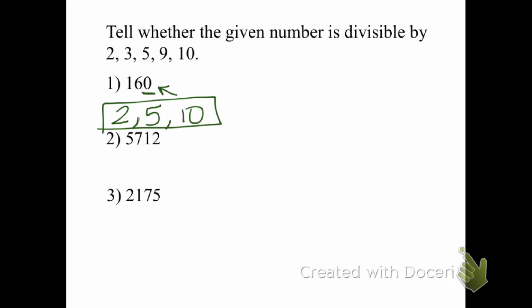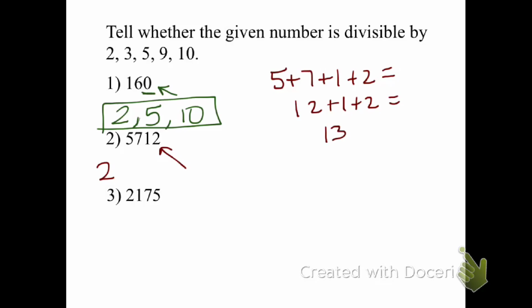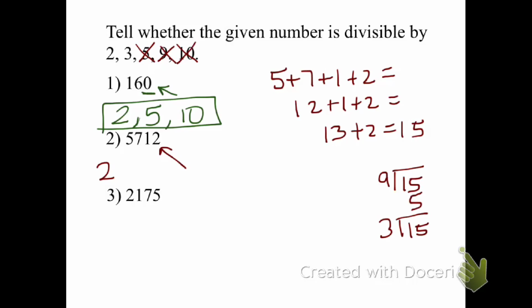So let's look at number 2. First off, my last digit is 2. This is an even number, so I know 2 has to be part of it. Let's add up my terms. 5 plus 7 plus 1 plus 2 gives me, let's see, 12 plus 1 plus 2, 13 plus 2 gives me 15. So first off, it doesn't end in a 5 or 0, so 5 is out. It doesn't end with a 0, so 10 is out. 15, let's see, can 9 divide into 15? No, so 9 is out. Can 3 divide into 15? Yes, it can. So it's only 2 and 3 as my answer.